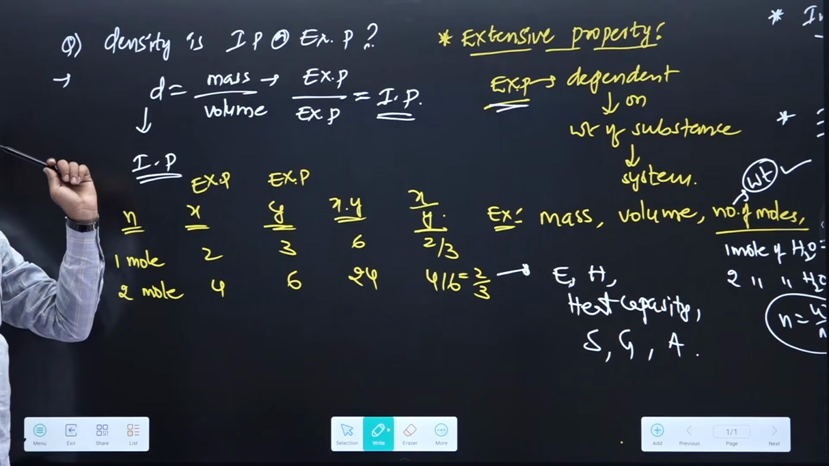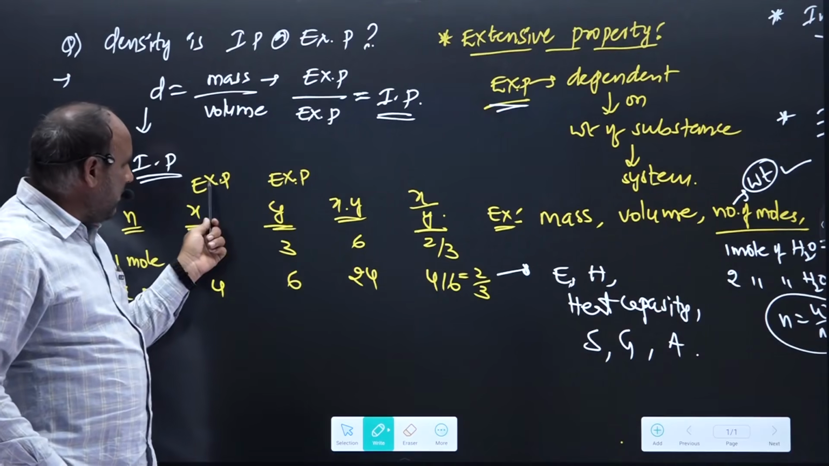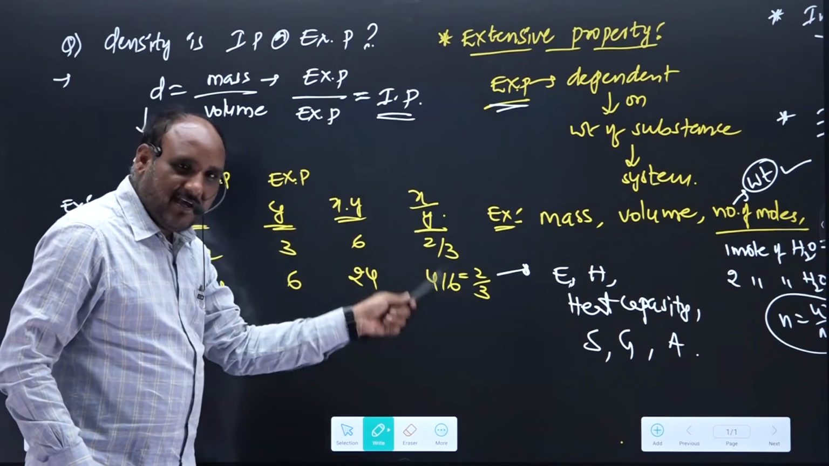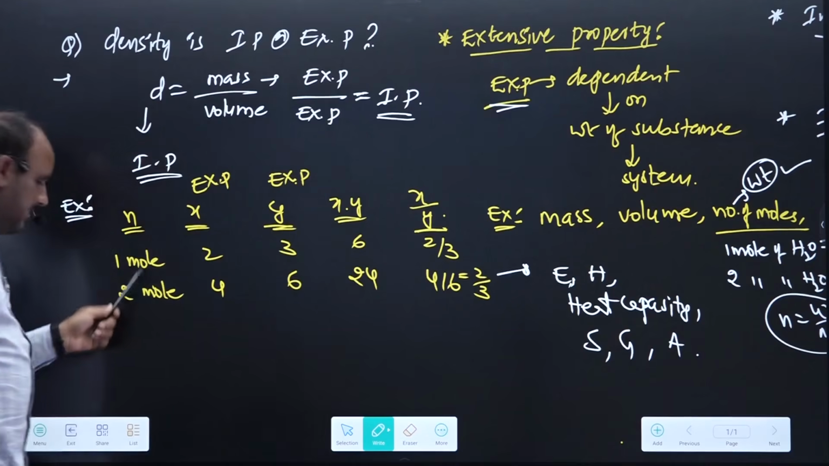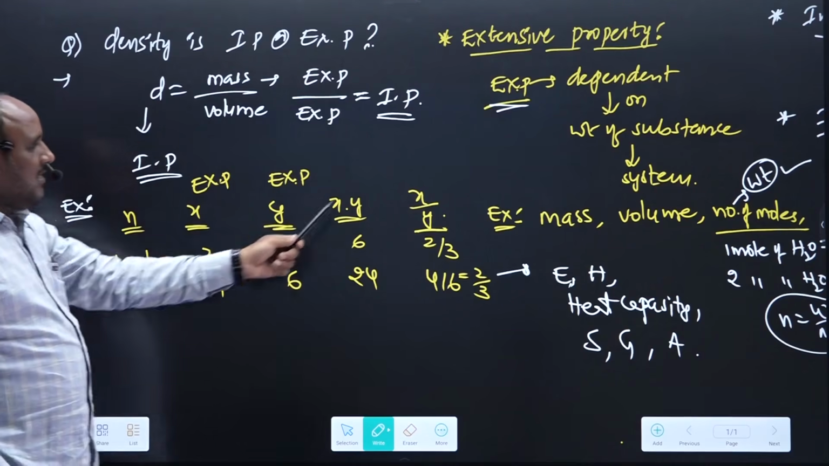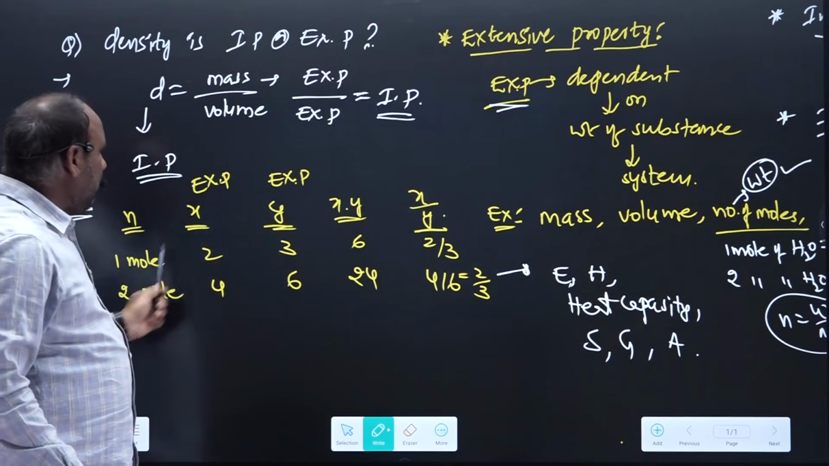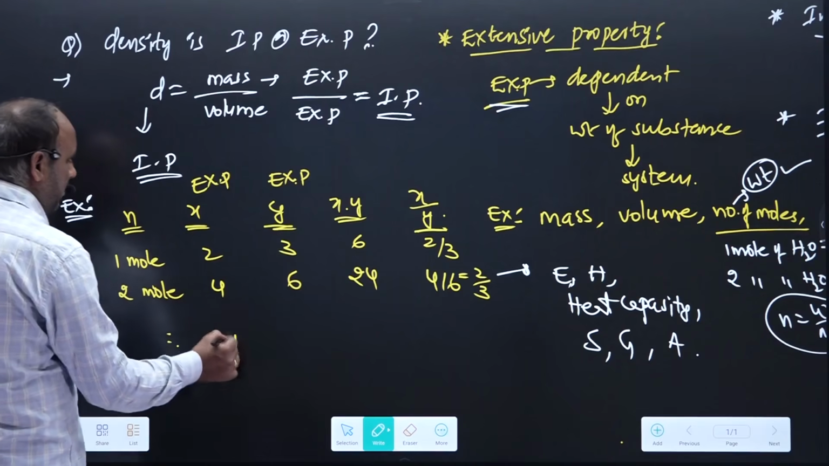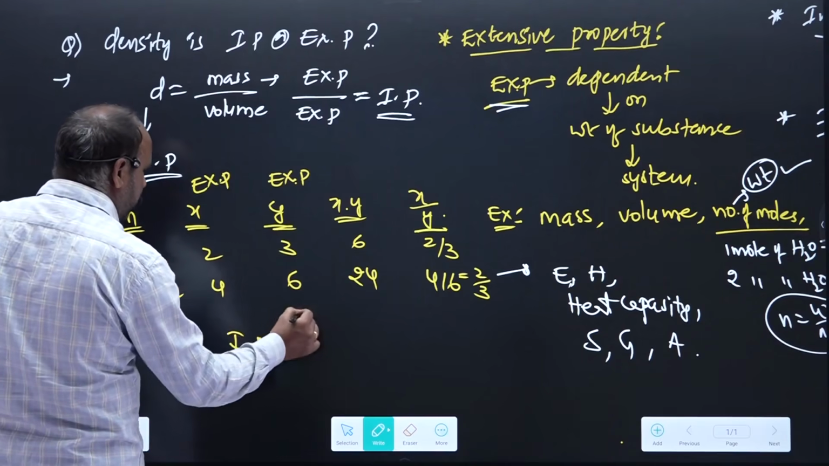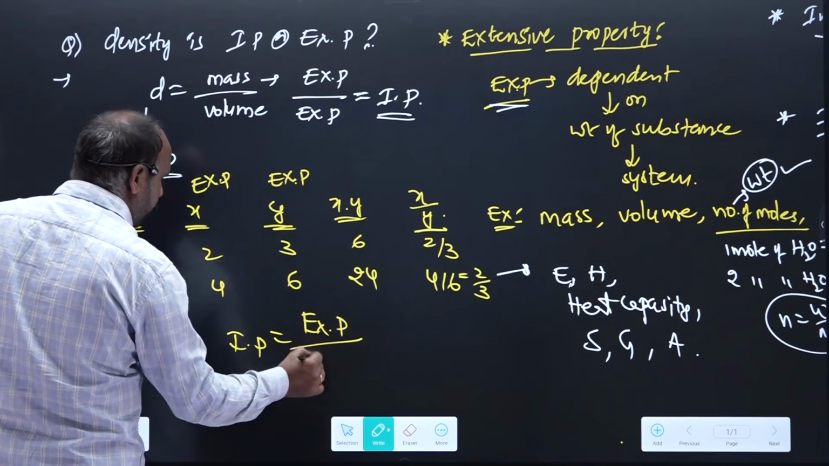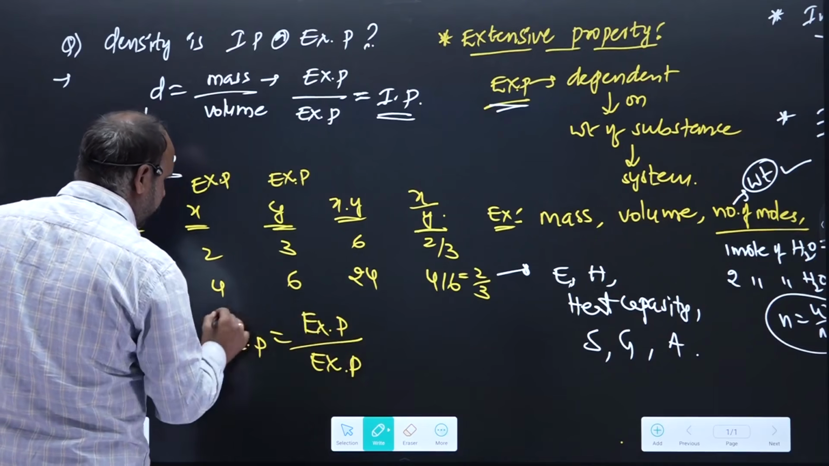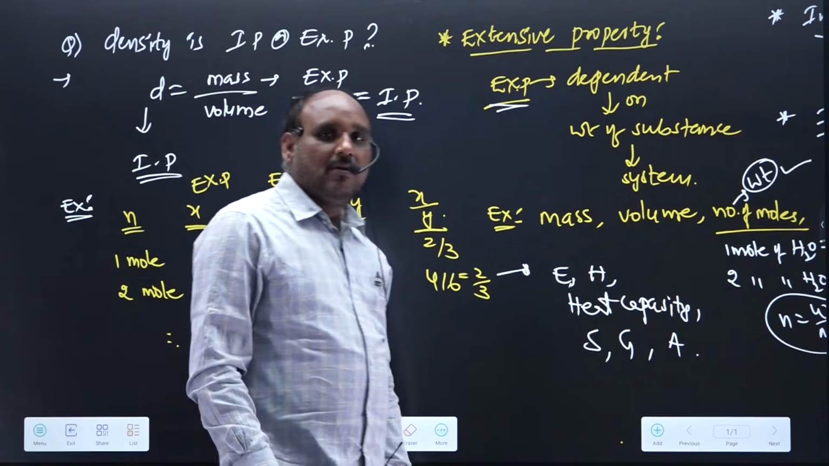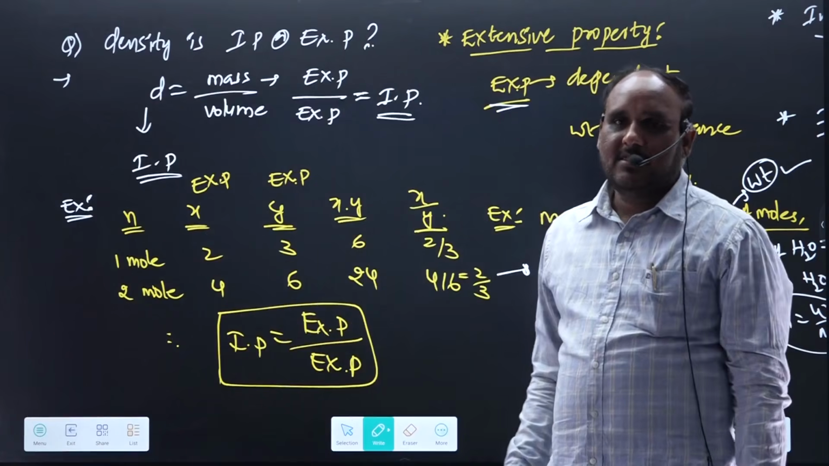Therefore this X by Y, the ratio of two extensive properties, becomes an intensive property. X is an extensive property, Y is also an extensive property. That ratio is the same, which means it is independent of this. Whenever this ratio is independent, it is considered an intensive property. Therefore intensive property equals the ratio of extensive property by extensive property.